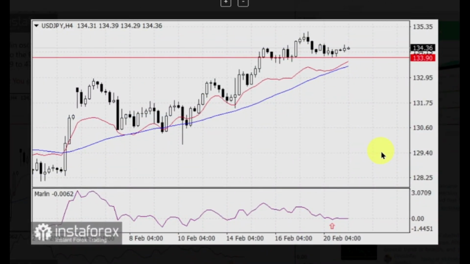On the 4-hour chart, the Marlin oscillator is turning up slowly. But a better sign of growth is a reversal of the oscillator from zero. If it happens, yen will move towards the target level of 137.65.